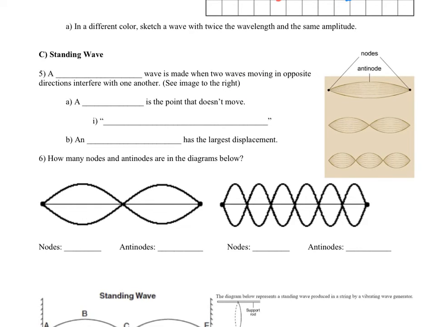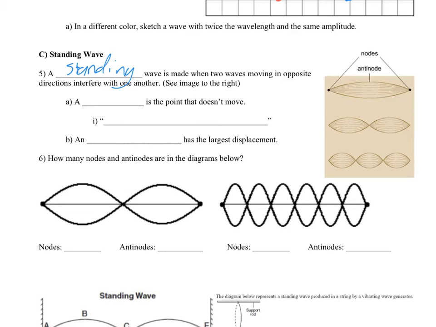So let's keep it going with the colors here. We're going to start talking about standing waves. So a standing wave is made when two waves moving in opposite directions interfere with one another. See the image to the right. So these are classic images of standing waves, okay? We saw a lot of those in class. Now, one thing to emphasize here is that standing waves are created when waves interfere. We'll get more into wave interference later, but just realize that it's due to wave interference.